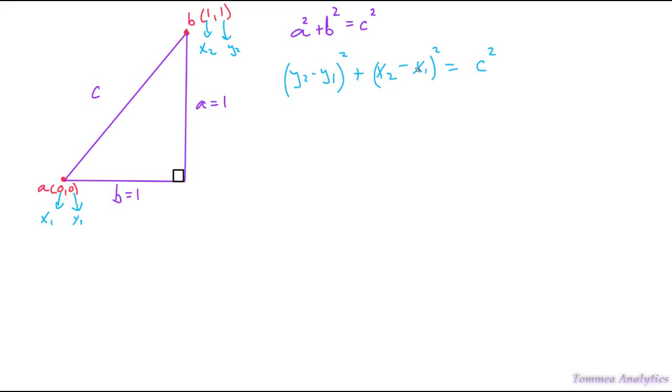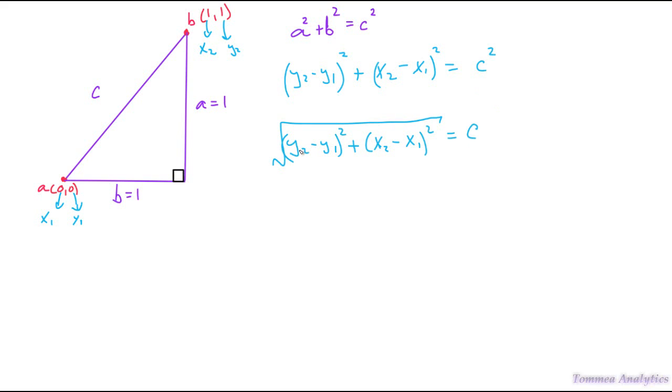So to do that, we just take the square root of both sides. The square root of the left side is going to be equal to the square root of (y2 minus y1) squared plus (x2 minus x1) squared. And then the square root of c squared is just equal to c.